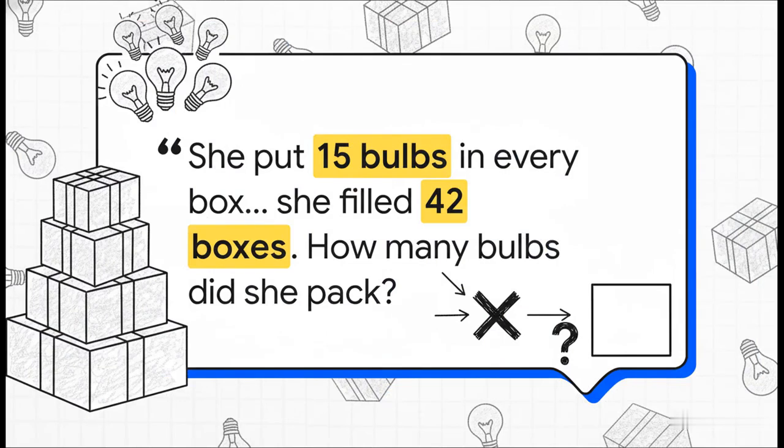Okay, let's see this in action. We've got 42 boxes. Those are our groups. And we know there are 15 bulbs in each group. So we're trying to find the total number of bulbs. Since we're looking for the total, what do we do? We multiply. 42 times 15 and boom, we've got our answer.